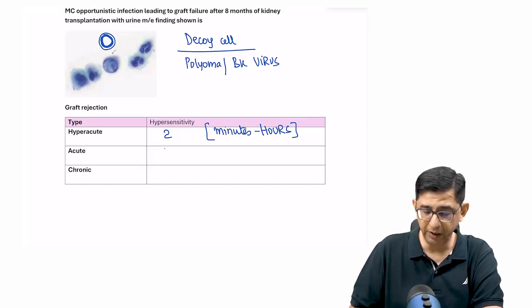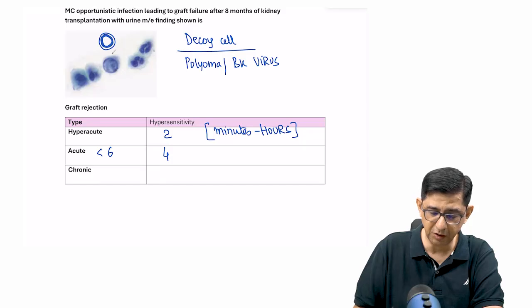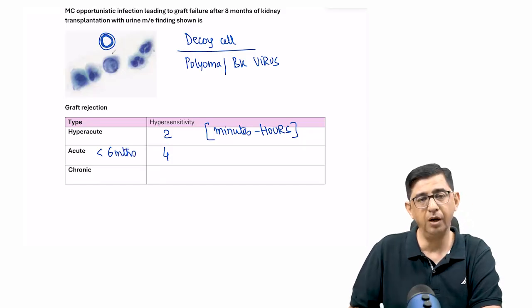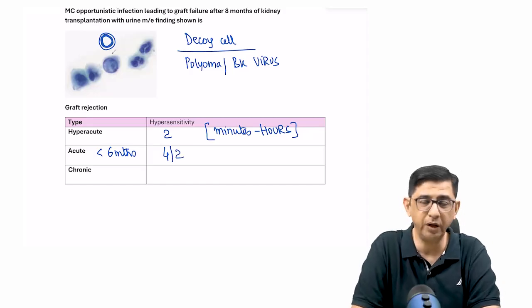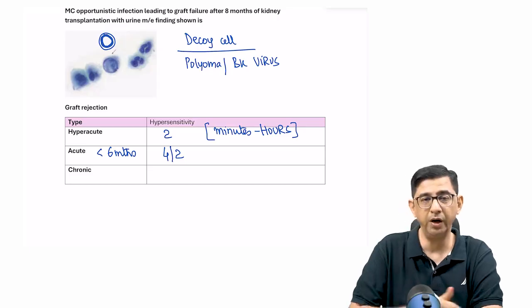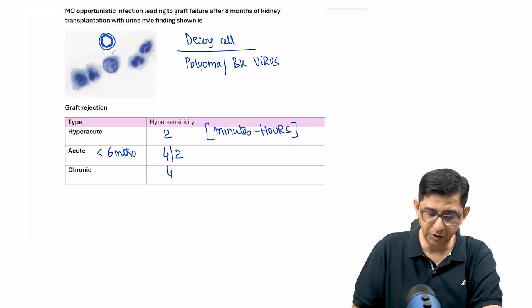For the acute variety, that is occurring in the very first 6 months of kidney transplantation, my answer would be type 4 as well as type 2. Both components are there, cellular as well as the humoral component. And for chronic, obviously, there is no such discrepancy.